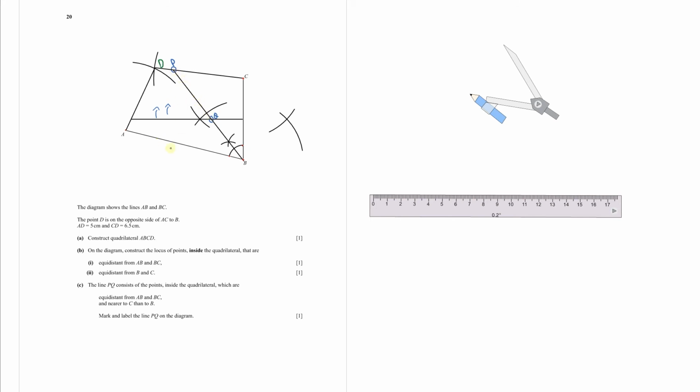So all the points on this line PQ are equidistant from AB and BC because they lie on the angle bisector of the angle B, and they are closer to C than to B because they are above the line bisector of line BC. So this is the midpoint of BC, and they are above this midpoint. So that means they are closer to C compared to B. So this will be your line PQ up till this point.